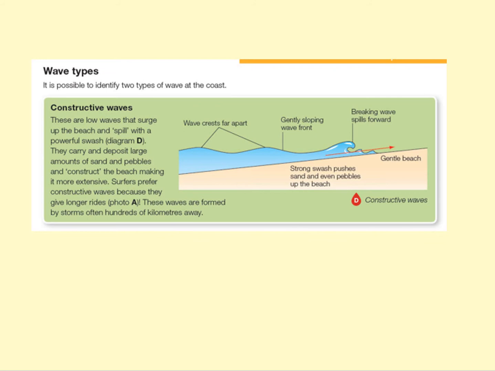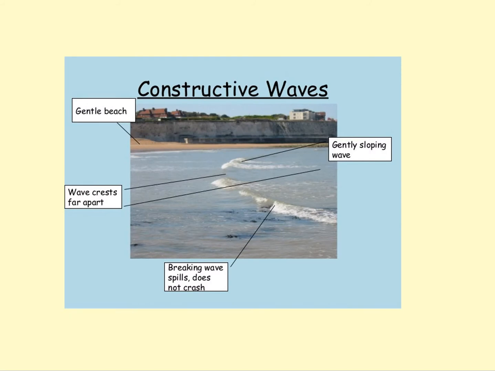So first of all, you've got your constructive waves. Now these waves surge up the beach and they're very powerful in their swash, so coming up the beach. So they carry and deposit large materials all the way up the beach. And I like to think of it as constructive waves build up the beach, basically. They construct it. And obviously then they have a slightly gentler backwash, so therefore they're building up and depositing material on the beach. And what that might look like here is a nice gentle beach with lots of deposits, as seen here.